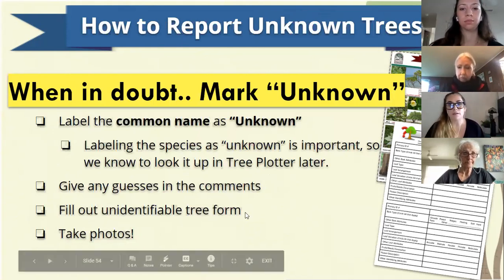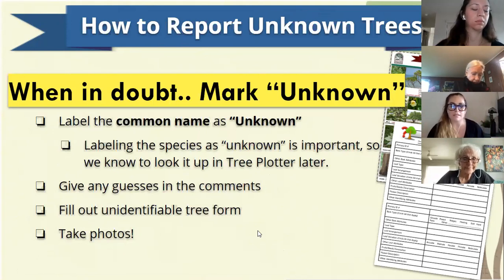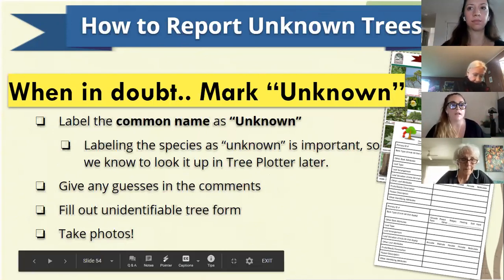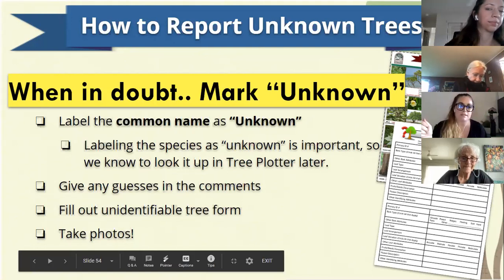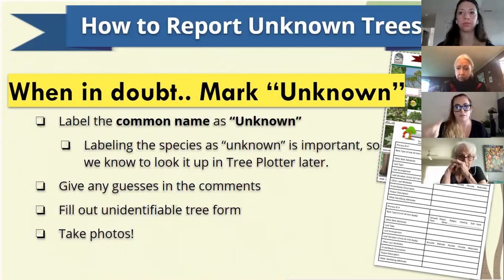I know you can put in the species if you know it. I know for me, ficus. I usually can't get it too close to species on a few of them, but I know it's a ficus, so I can put in ficus species. But if you're looking at a tree that you really don't know, mark unknown. That helps us know when to go back and look at those trees.